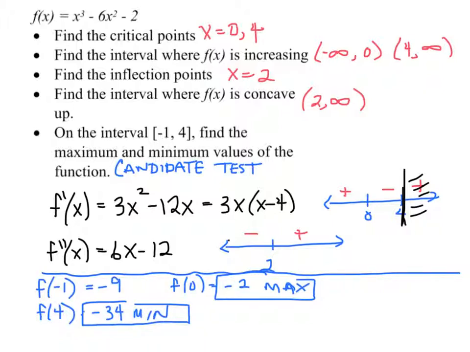All right, so remember your candidate test. If you have endpoints and you're asked for the minimum and maximum, the best way to do it is plug in the critical points and the endpoints into your function and see what the biggest and smallest values are.